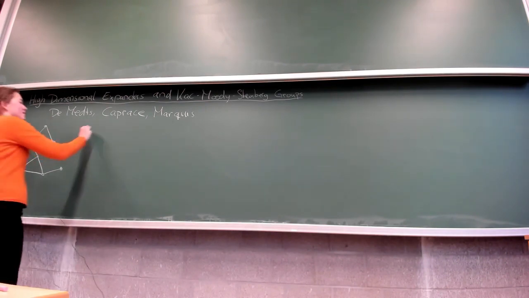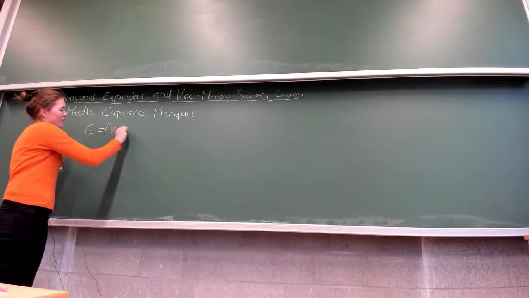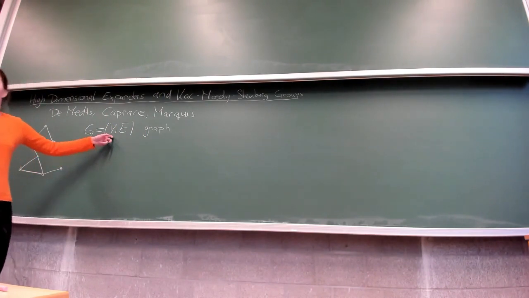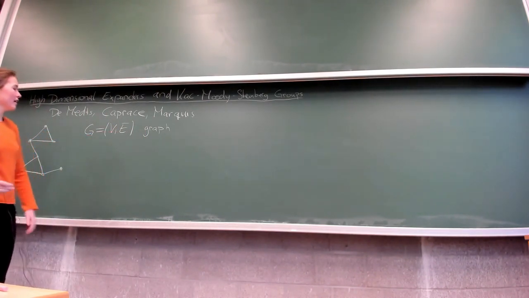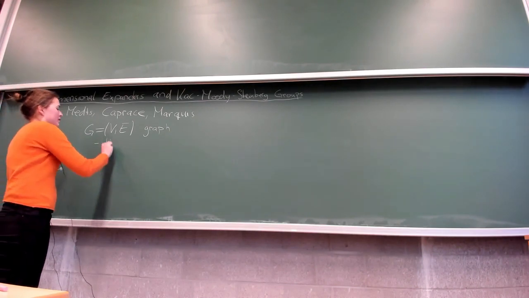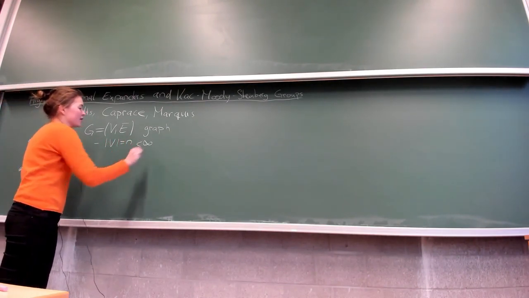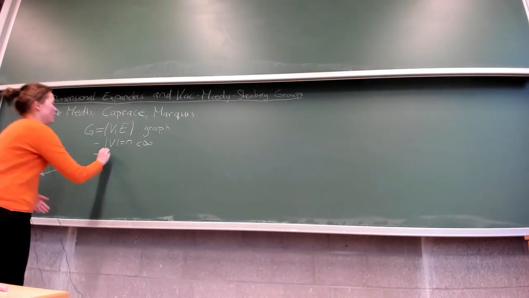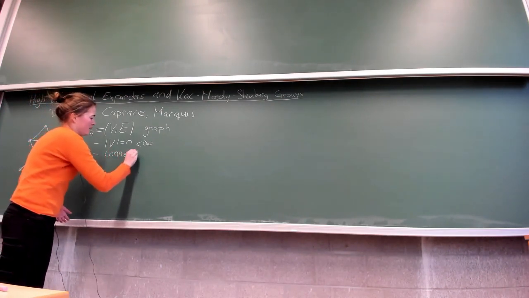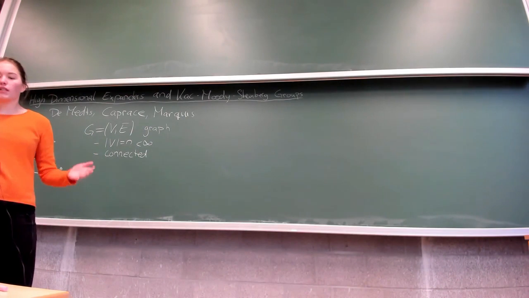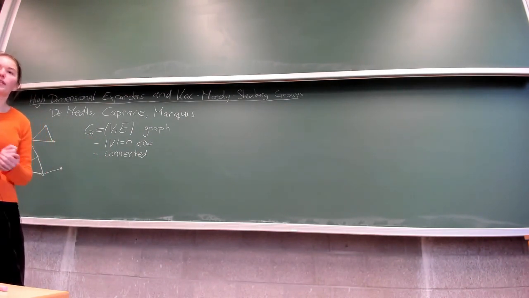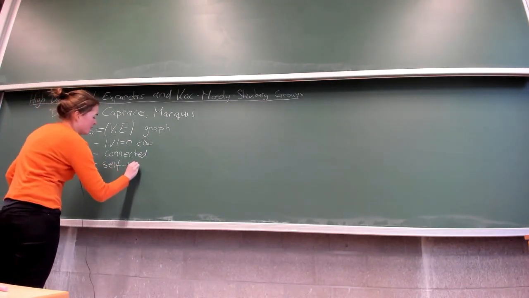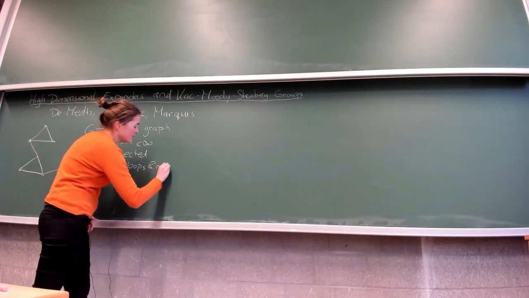Let's get a little bit more formal. We'll say G is a graph with vertex set V and edge set E. I will always assume that it's finite, so we have finitely many vertices. We will always assume that G is connected, otherwise it does not make much sense to talk about expanding properties. I will allow for self-loops and multiple edges.